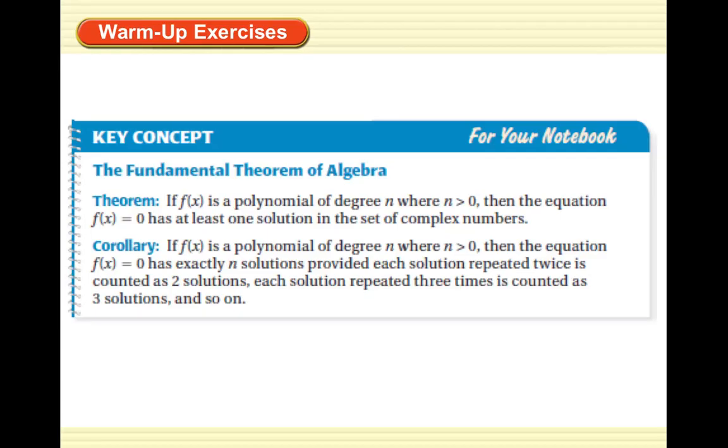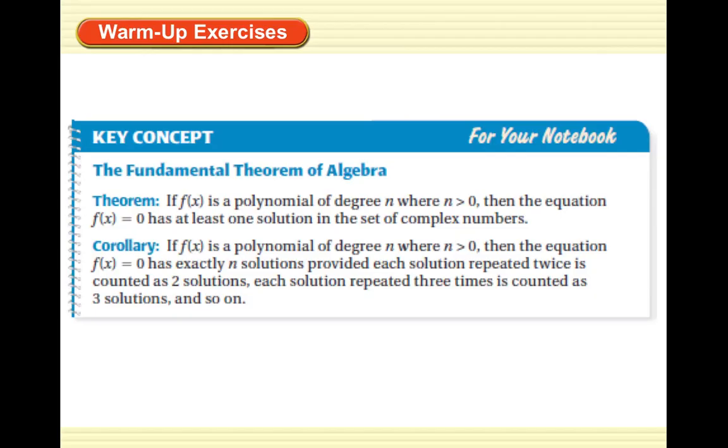The theorem states, if a function is a polynomial of degree n, where n is greater than 0, then the equation f of x equals 0 has at least one solution in the set of complex numbers. So basically, if you have a polynomial function, you will have a solution somewhere, whether it is imaginary or real. So that's what complex numbers means, all the numbers, all the possibilities.